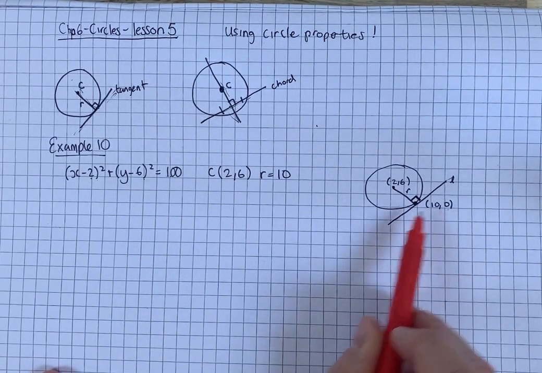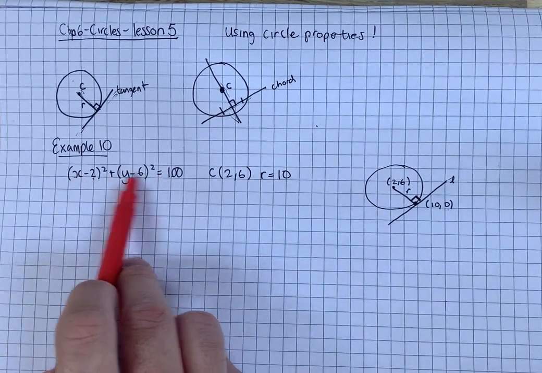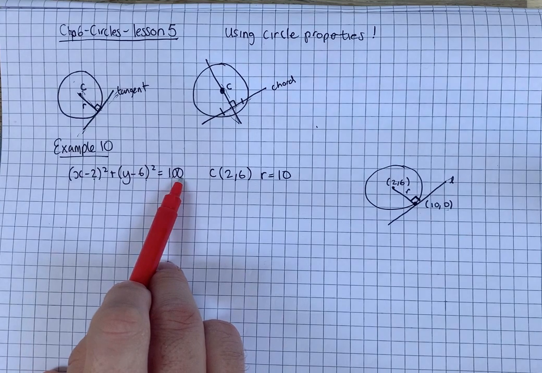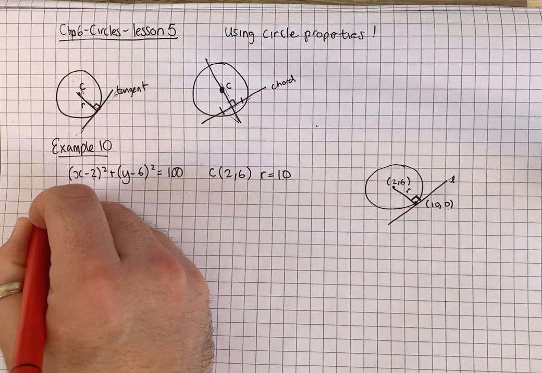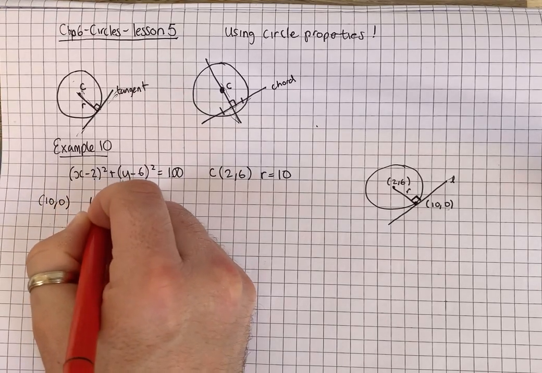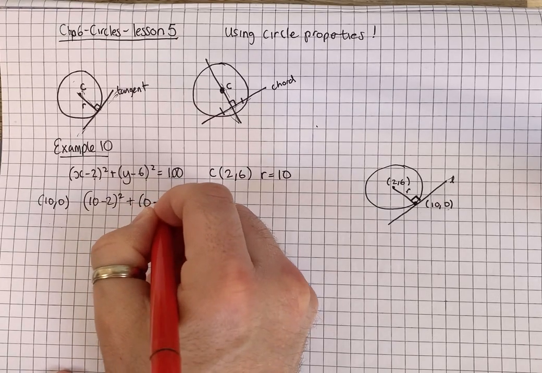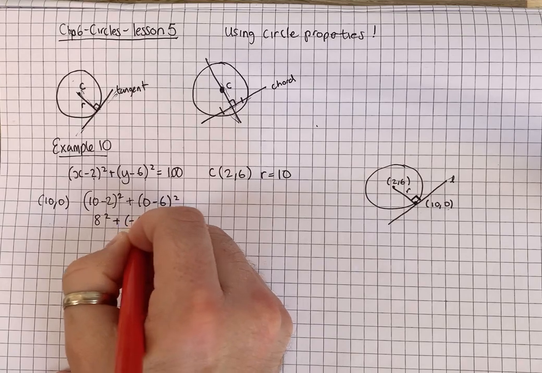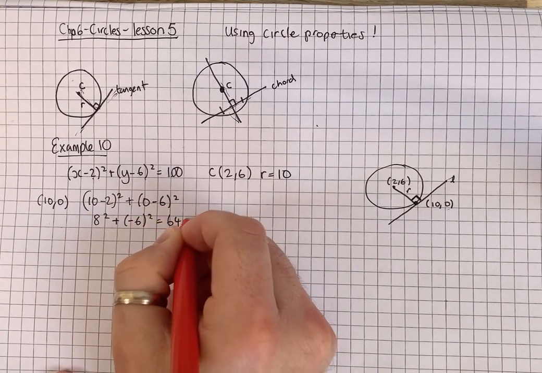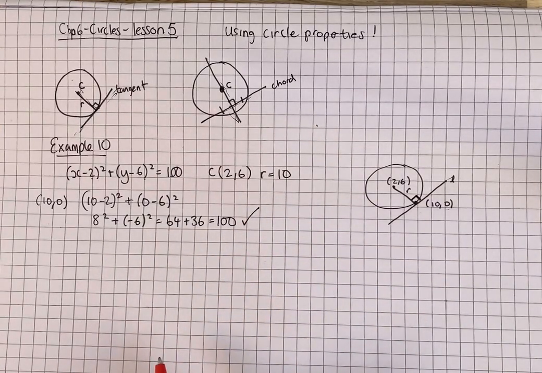All we need to do is substitute in 10 for x, 0 for y, and show that the answer to this part of the equation is 100. If it is, it lies on the circle. So 10 take 2 squared, and make sure you show all the working because you actually know what the answer is going to be. 0 take 6 squared, so that's 8 squared, plus (-6) squared, which is 64 plus 36, which is 100. Put a big tick to show that means that you know (10, 0) lies on the circle.